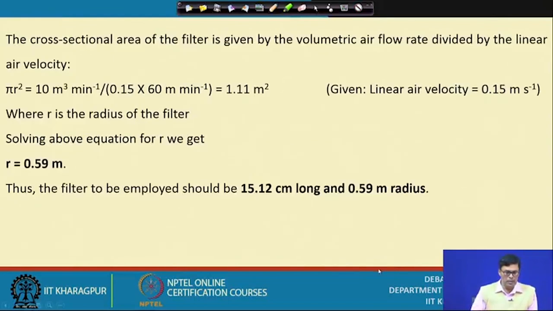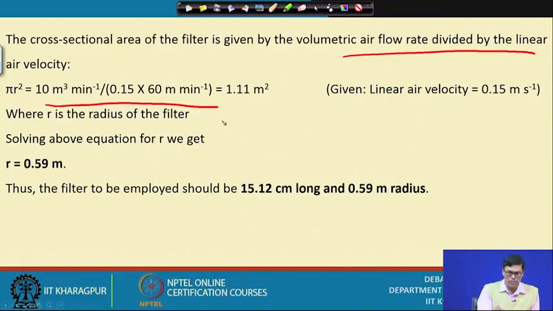Now, let us consider the second part: what is the cross section area of the filter? It is given by the flow rate divided by the linear velocity. The cross section, how can we find it out? Pi r square. So r is 0.15 meter. So, we can easily find out the area.